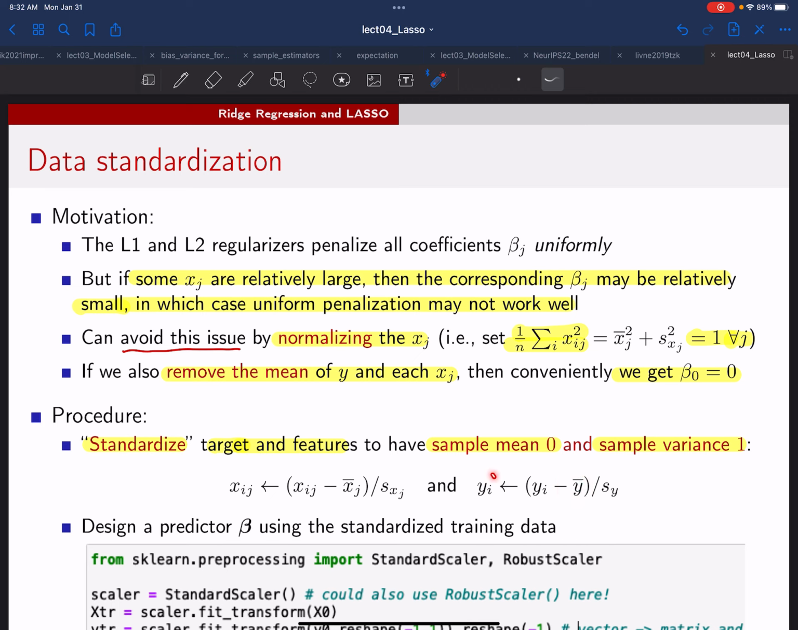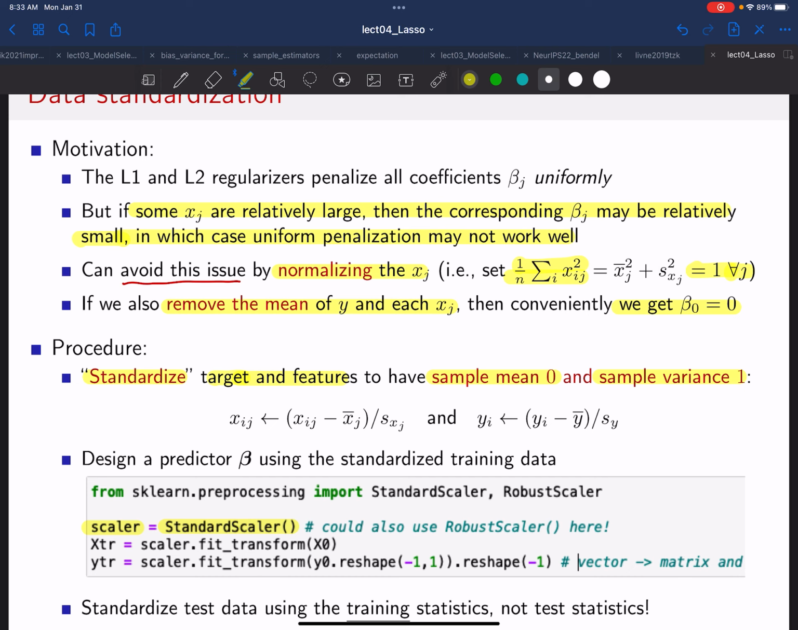So this is what we want to do mathematically. The way that we do this in sklearn is we use something called the StandardScaler. First we instantiate this object, and then we use this command fit_transform. It does two things. First, it does the fitting, which means it computes these quantities, and then it does the transformation, and these are our new standardized features. Then we do the same thing again to the targets, and we get our new standardized targets here.